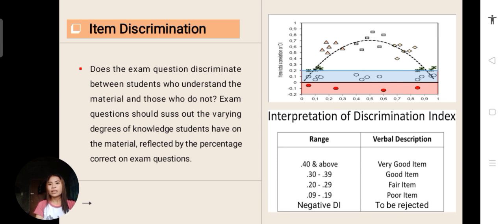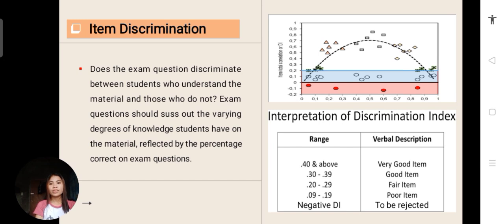Items with discrimination values near or less than 0 should be removed from the test. This indicates that students who overall did poorly on the test did better on that item than students who overall did well. So the item may be confusing for your better scoring students in some way.